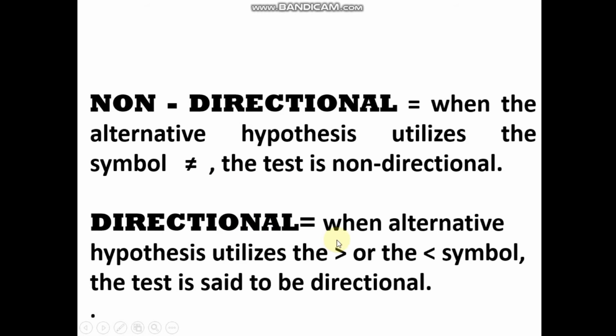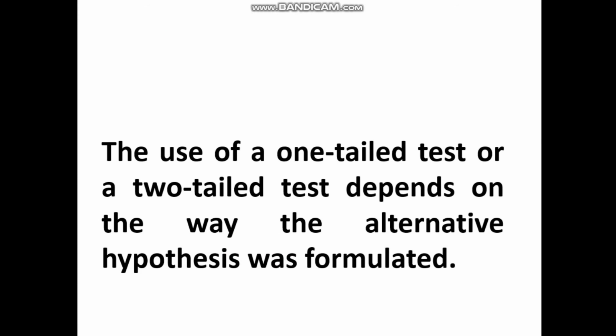Pag directional naman, yung alternative hypothesis utilizes greater than or less than symbol. Meaning, yung data natin, it entails one-tailed test. Paano naman ang one-tailed test? Ibig sabihin, nasa one side part lang yung rejection region. So, mahalaga ito when we plot our illustration on the normal curve para makapag-decide tayo kung mag-a-accept ba tayo ng null or magre-reject tayo ng null hypothesis. That depends on this, kung directional siya or non-directional. Para ma-identify natin kung nasaan yung rejection and acceptance region.